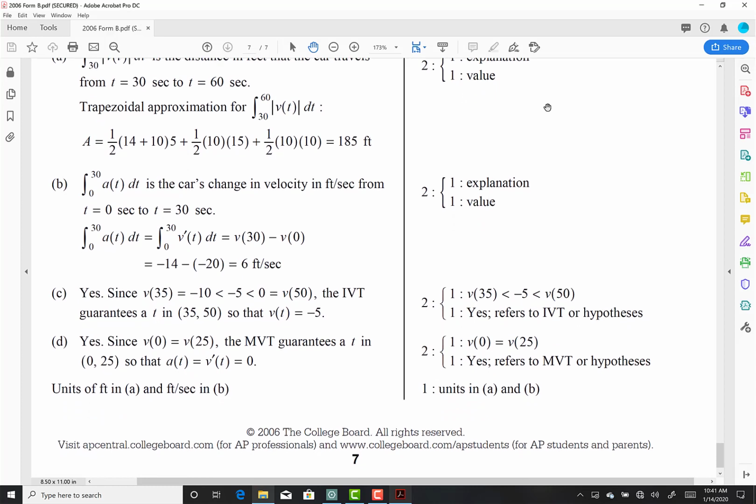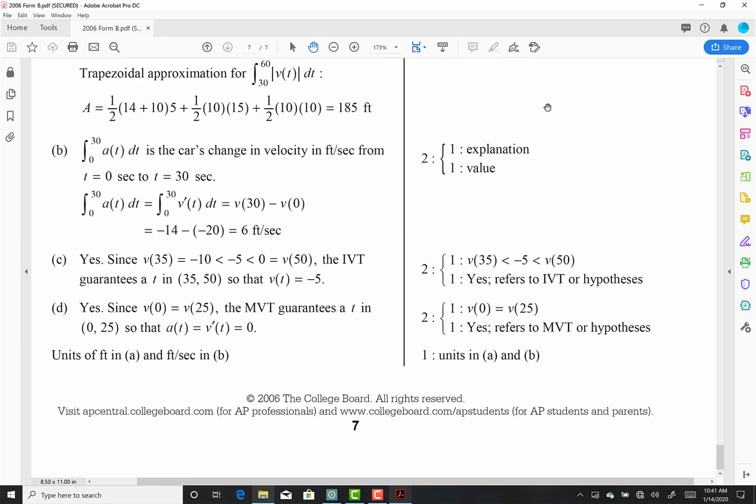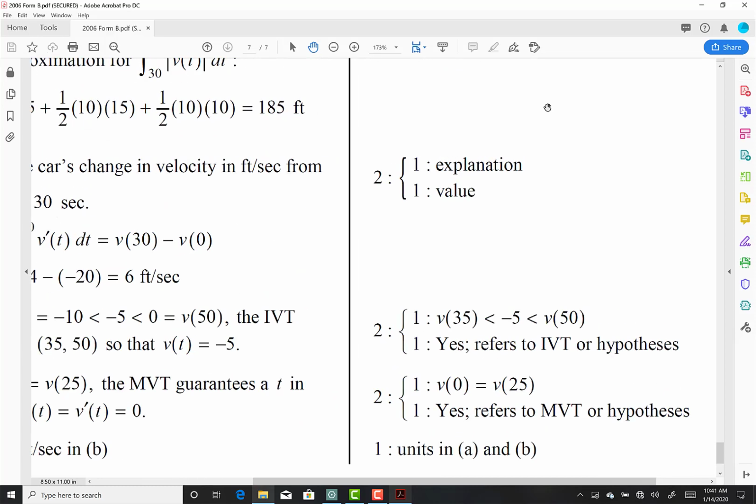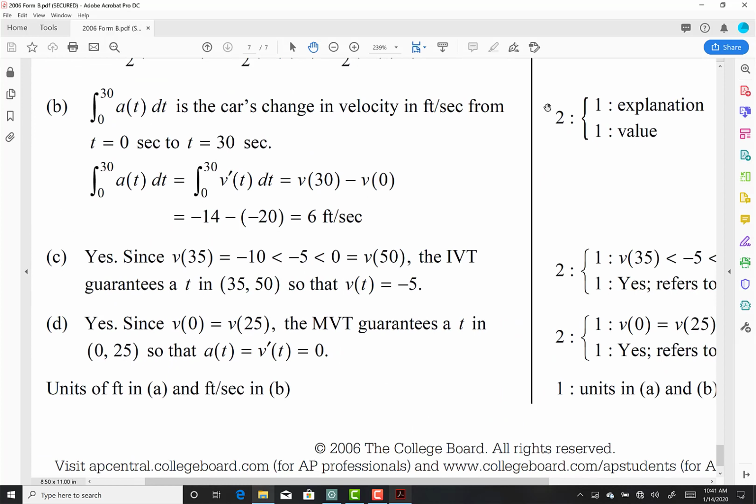Yeah, there it is. Letter B, we don't have to worry about right now. And look what they wrote for letter C. Yes, since v of 35 is negative 10 and v of 50 is 0, the IVT guarantees a t between 35 and 50 so that v of t is negative 5. Perfect.